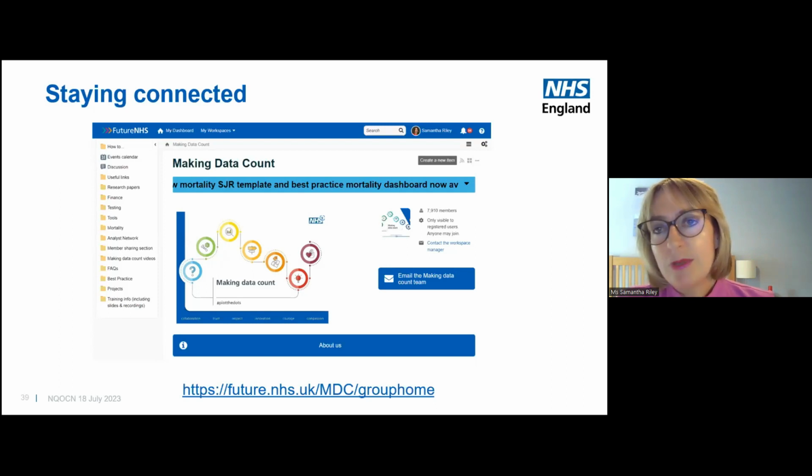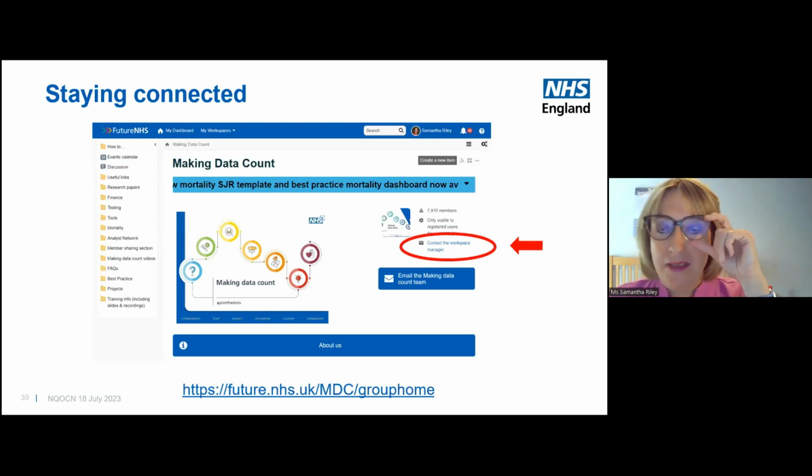Now, what you are all going to need to do if you want to join this space is you're going to need to click the box here that says contact the workspace manager. So anybody can join this site, but because you don't work for the National Health Service, you won't be able to do that automatically. So if you just drop us a little line, then we will provide you with access to the site, no problem at all.